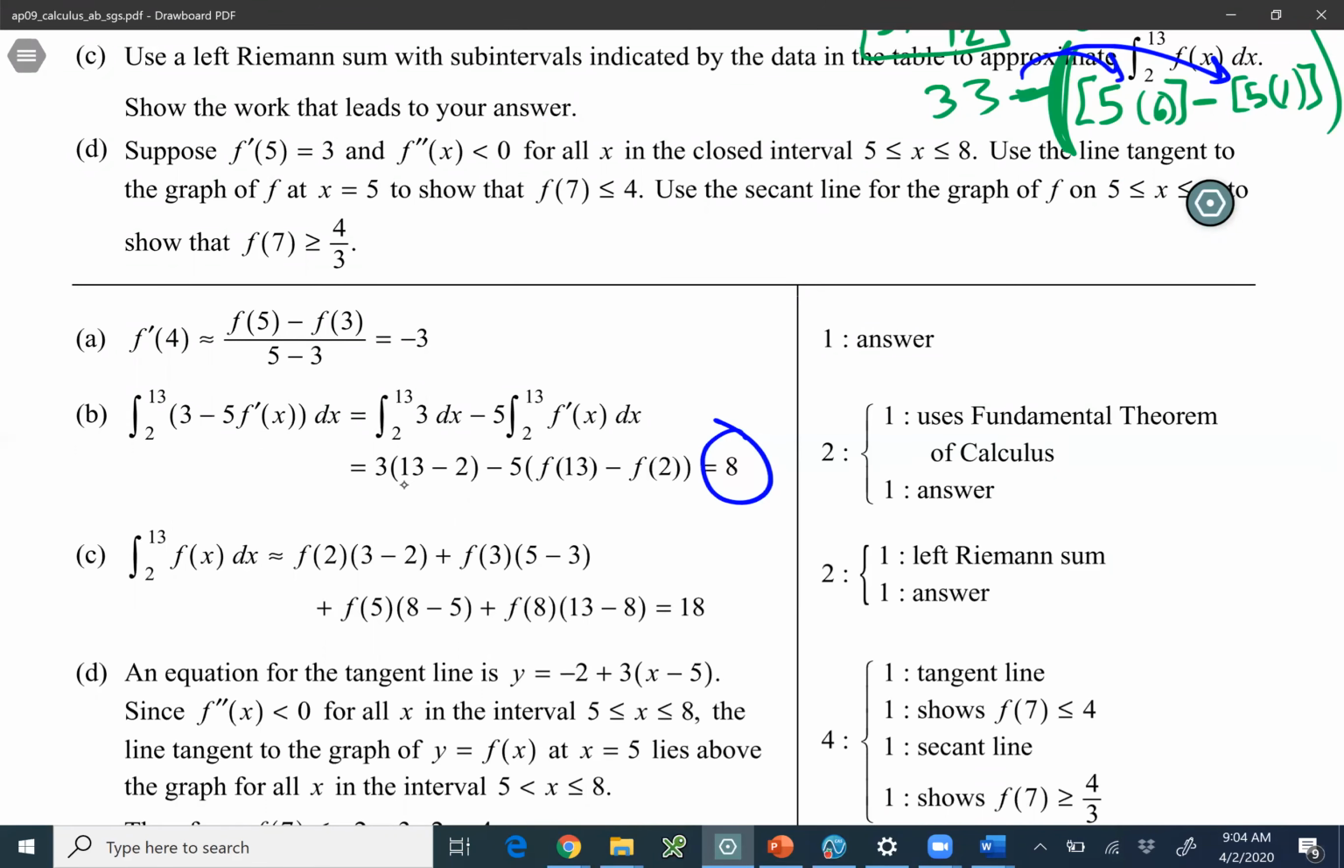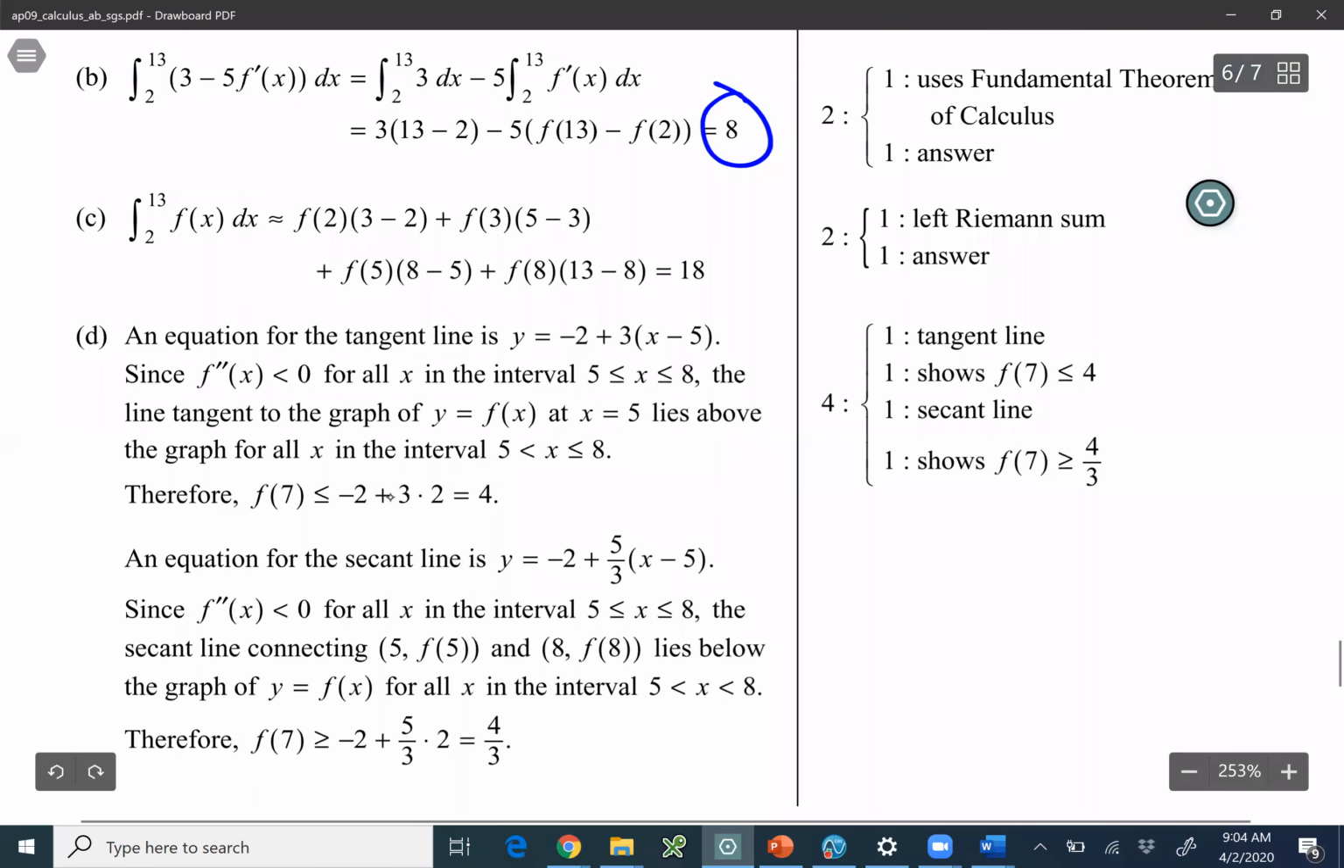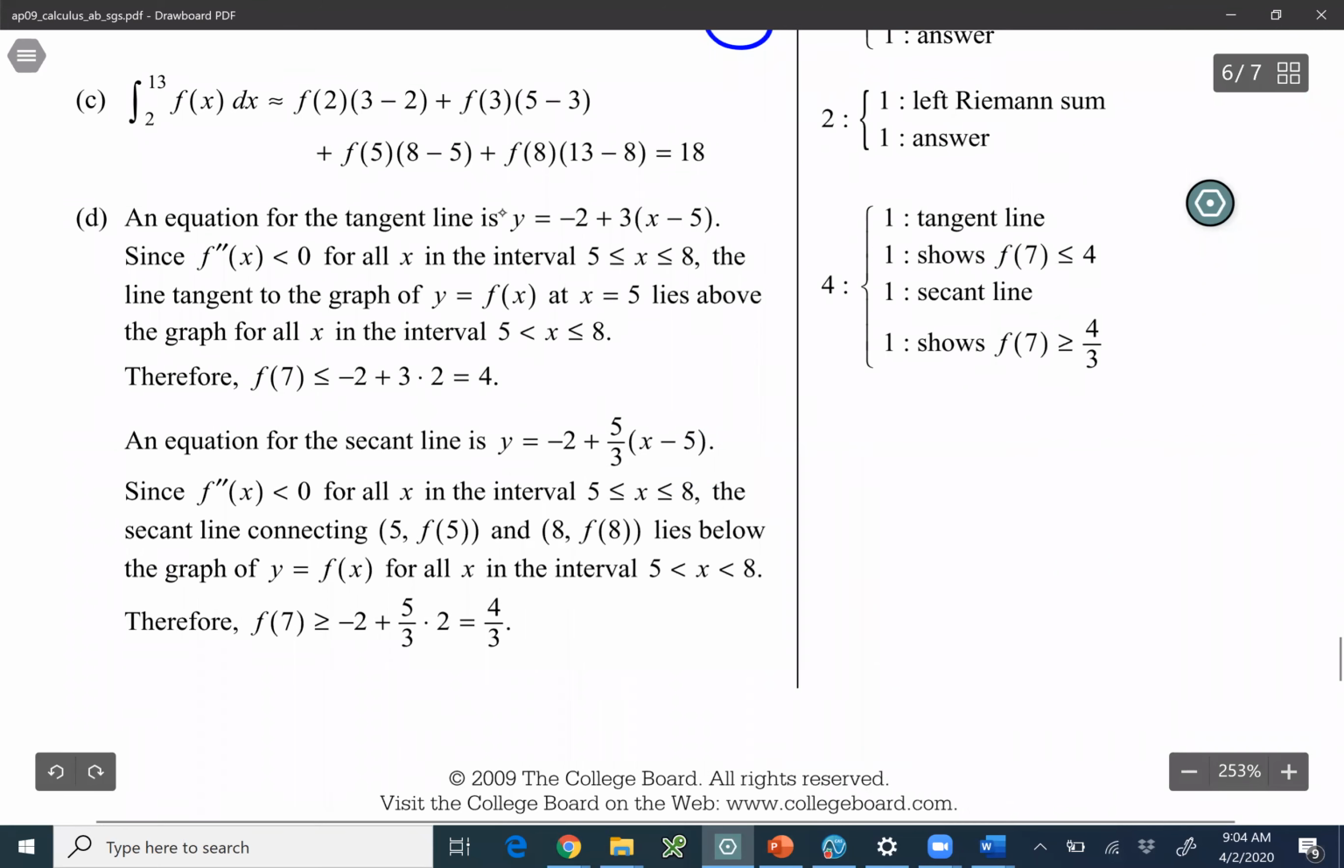Just skip to D, everything else was easy? Okay. So yeah, C was just a pretty generic Riemann sum. I'll skip that one. And then D had this equation of the tangent line and then the equation of the secant line, which I know is a little bit different for us.